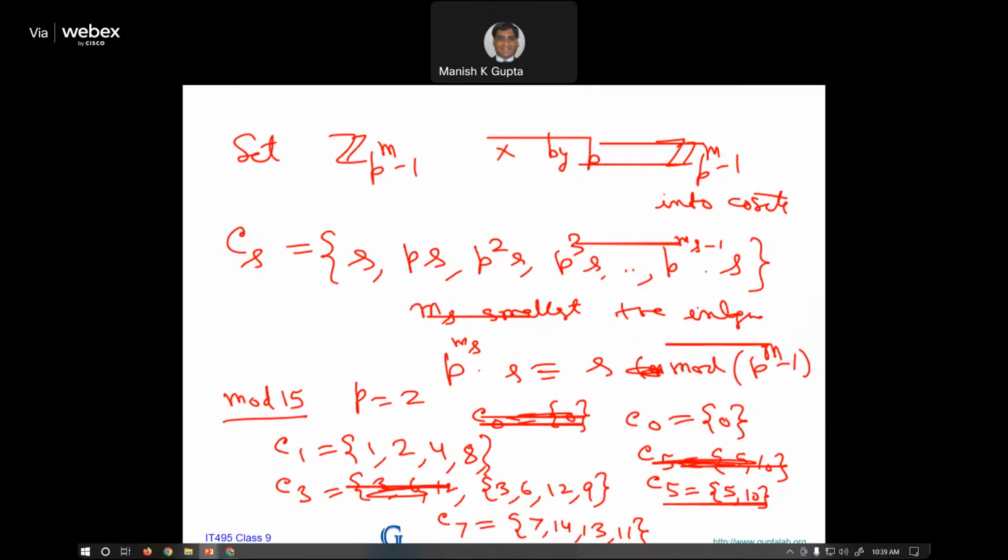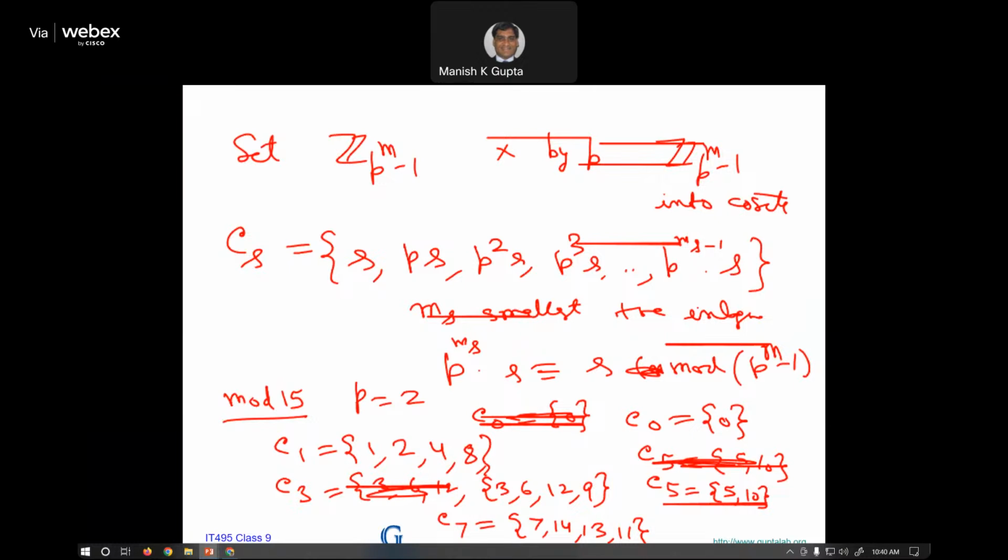Okay. So let us take an example. I hope you will understand this. This is known as a cyclotomic coset. Okay. So let us take this example. P is equal to 2. Okay. And m is equal to 4 here. So basically we are looking at modulo 15. See, if P is equal to 2, m is 4, 2 raised to the power 4 minus 1 is 15. So we are looking at modulo 15, everything, right?